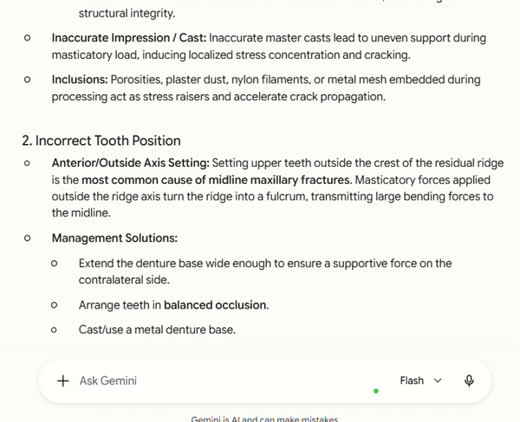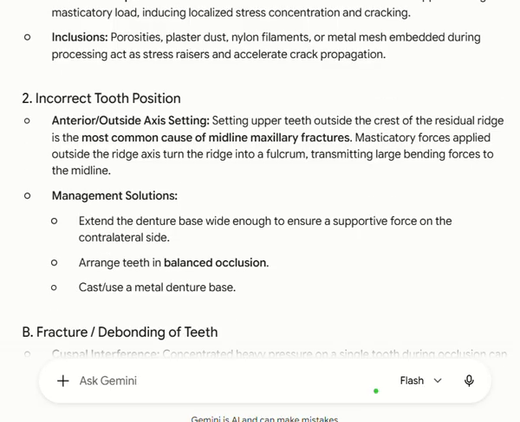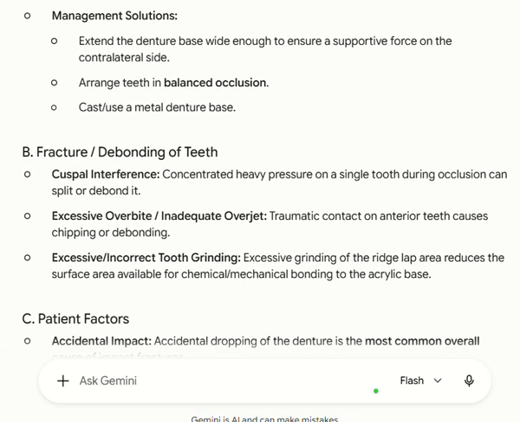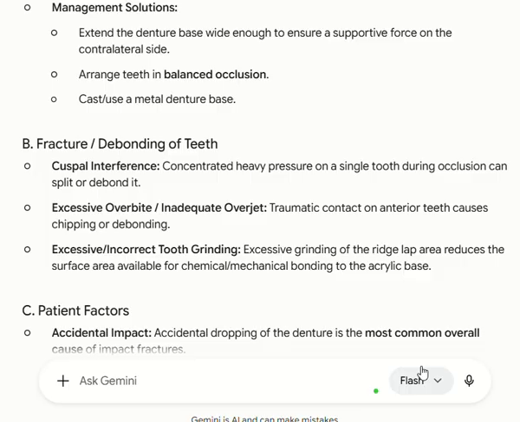Management solutions. Extend the denture base wide enough to ensure supportive force on the contralateral side. Arrange teeth in balanced occlusion. Cast: use a metal denture base. B. Fracture, debonding of teeth. Cuspal interference: concentrated heavy pressure on a single tooth during occlusion can split or debond it.